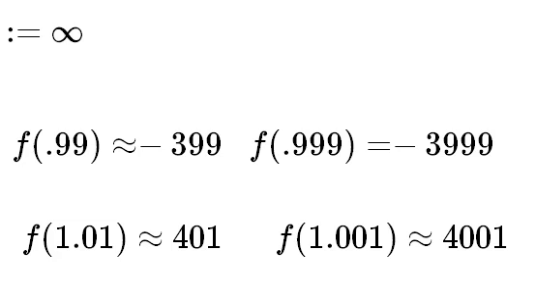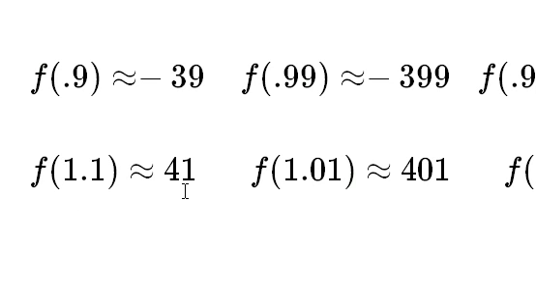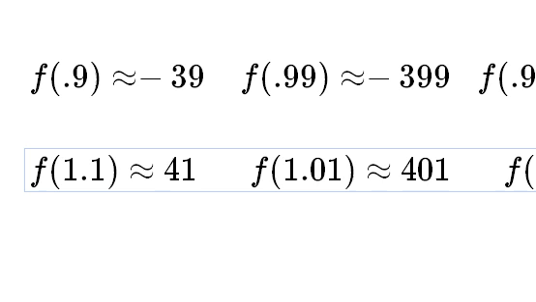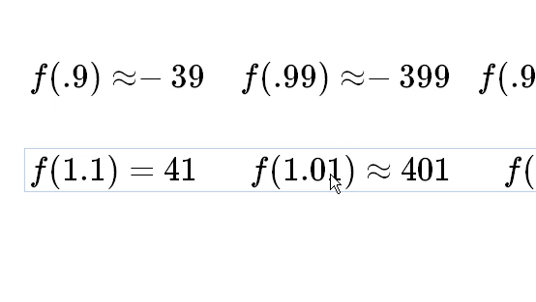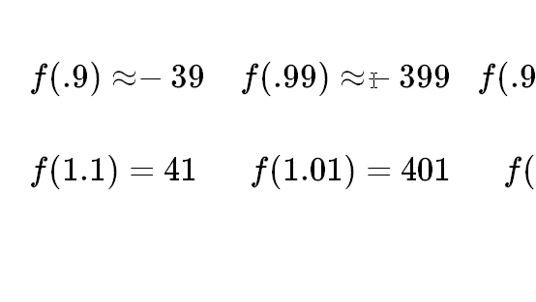Okay, let's look at it coming in from the right. We take 1.1, we plug it in, and that should actually equal 41, so that's a positive number. I'm going to go ahead and make those corrections right now. Anyway, positive number. Coming in a little closer to 1 from the right, we plug in 1.01, that's equal to 401, so that's a positive number. So we can pretty much say that it's going to positive infinity.